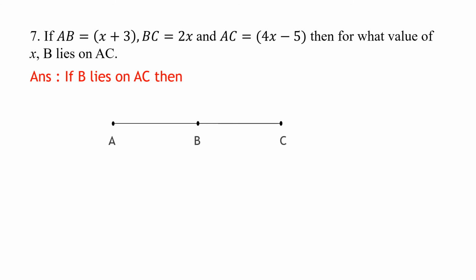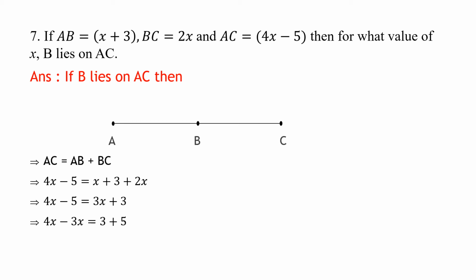Now what you can find from the figure we did previously, AB plus BC should give us AC. So AC is AB plus BC. Now put down the values. AC is 4x minus 5, AB is x, and BC is 3 plus 2x. On solving we get 4x minus 5 equal to 3x plus 3. How 3x? x plus 2x, 3x. Now we take the 3x on the left side and minus 5 on the right side and change the signs. So 4x minus 3x equal to 3 plus 5, and hence x is equal to 8. So when such conditions are given to us, we can find the unknown number.